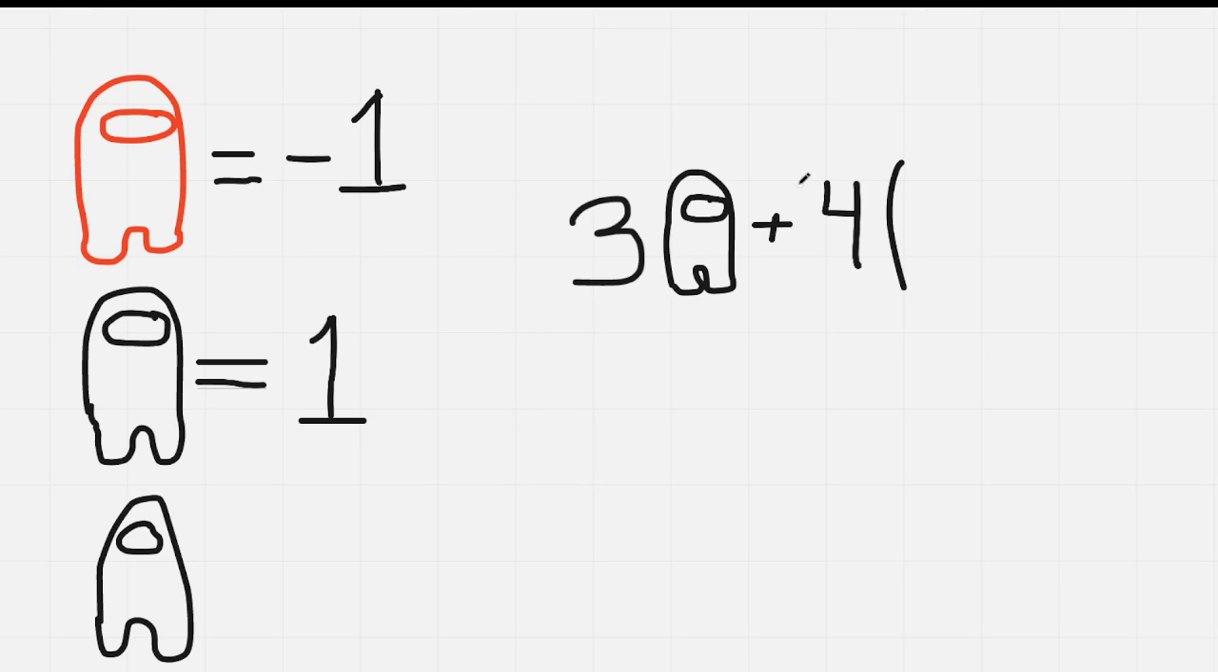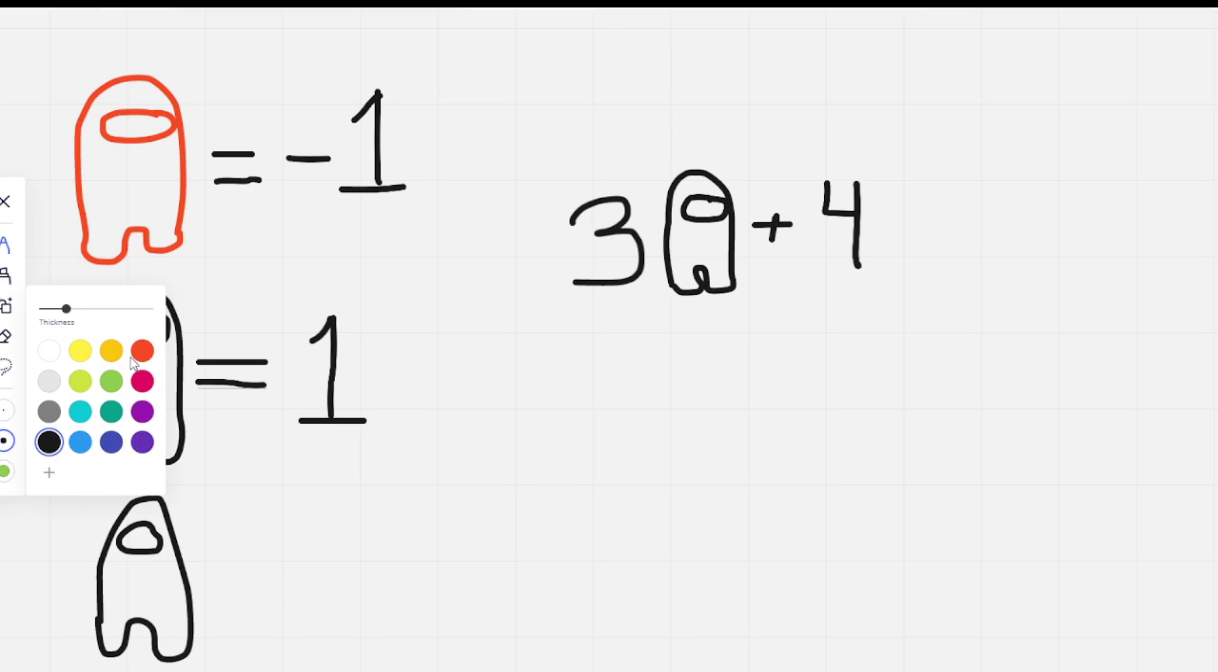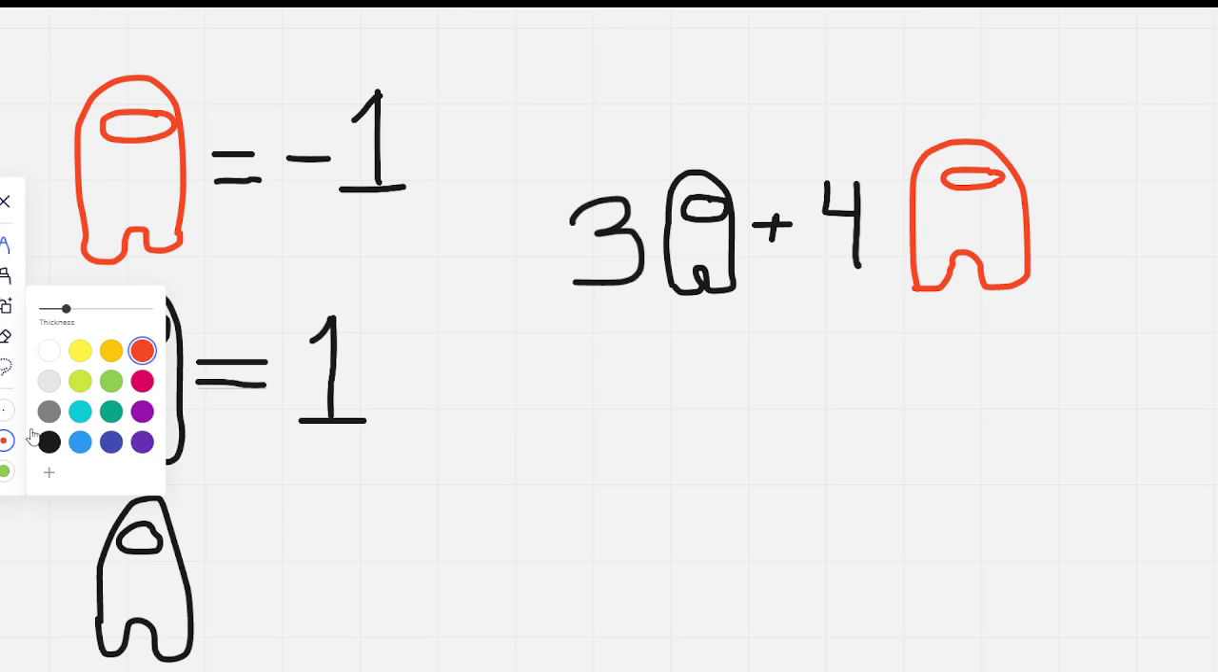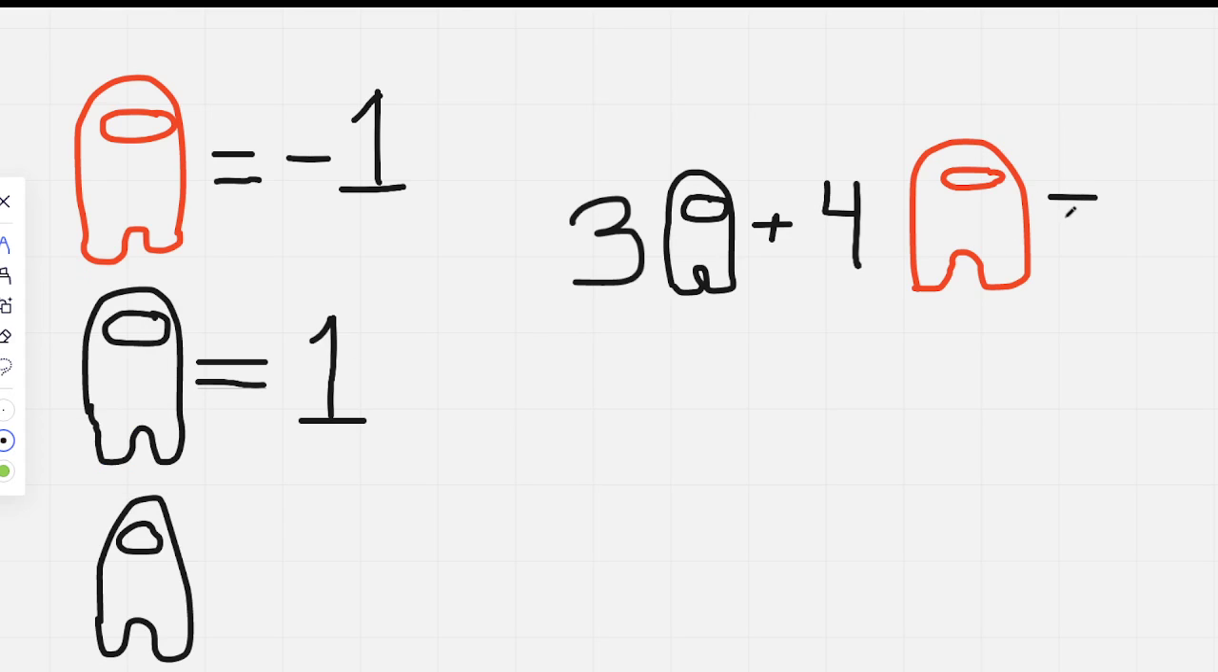Oop, that's the wrong color. Don't want to confuse you guys here, you know what I'm saying? So let's get this. There we go. Because as we all know, the imposter is always red, because red is the most sus color. Isn't that right? Okay.